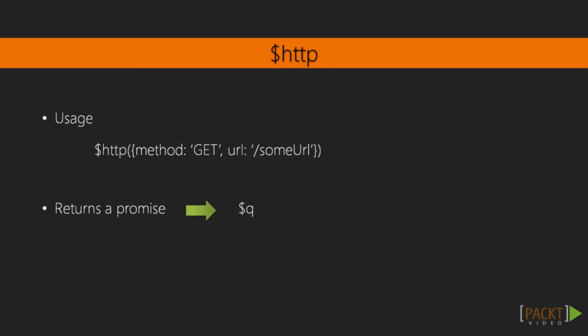success and error. A promise is an interface for interacting with an object that represents the result of an action that is performed asynchronously and may or may not be finished at any given point in time. In Angular, a promise is represented by the $q service.